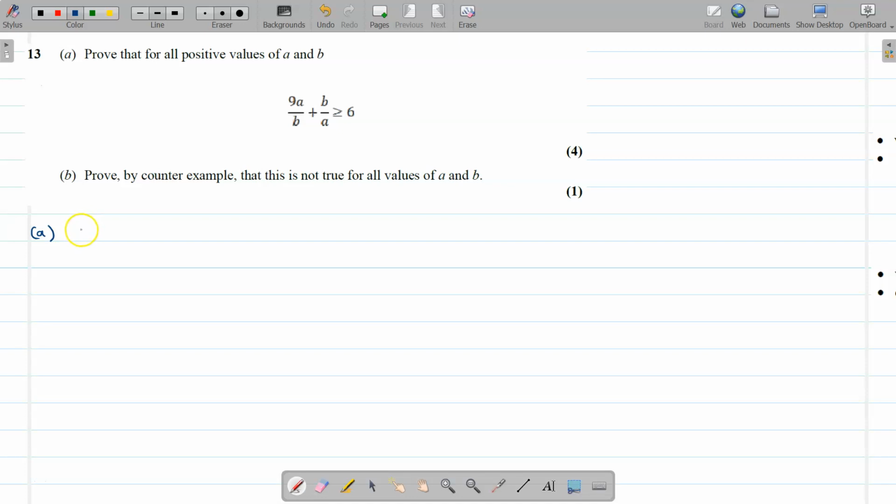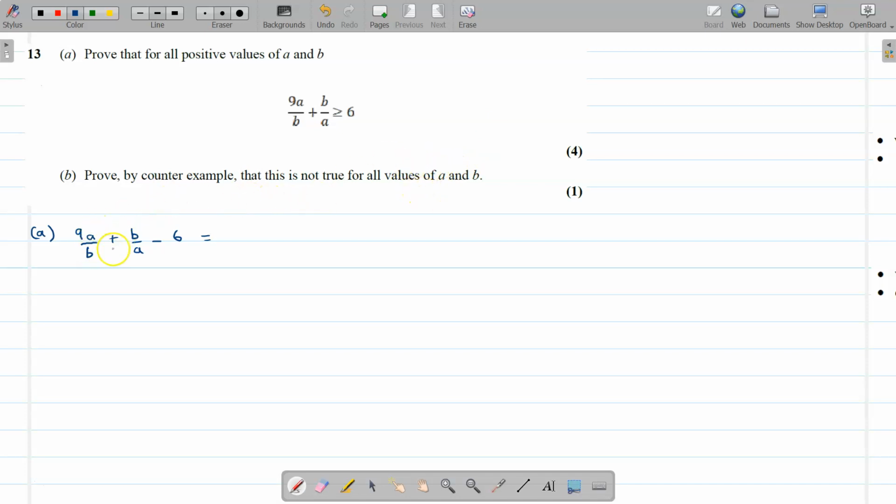And then I'm going to rewrite it first of all like this. So I'm just writing the left hand side as a statement, okay? 9a over b plus b over a, then I'm going to take away 6 from it, okay? And I'm now going to work on what that equals. I can't use the statement as it is, because I'm assuming that it's true if I do that, and I've got to prove it's true.